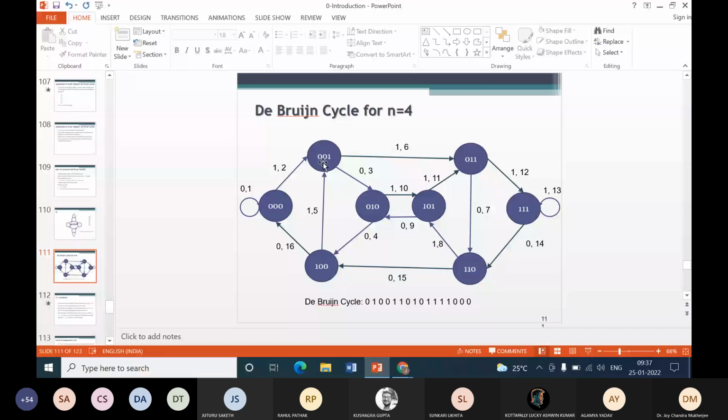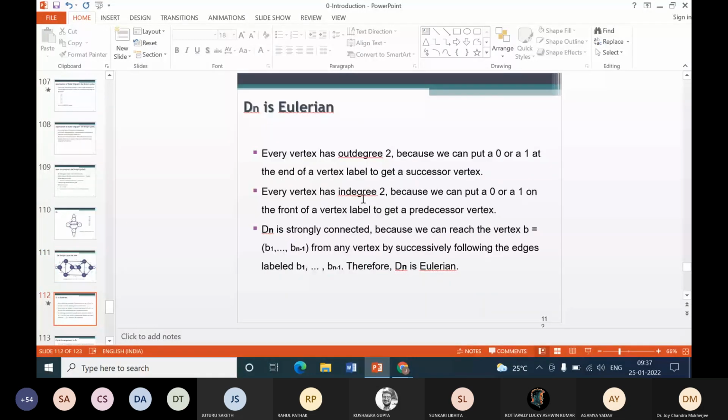So since every vertex has in degree 2 and out degree 2, and also since Dn is a strongly connected graph, because we can reach the vertex B. Every vertex has n minus 1 bits, namely B1 through Bn minus 1. So Dn is strongly connected. How do we prove that? We can reach the vertex B from any other vertex by successively following the edges B1 through Bn minus 1. Okay, try to understand this point.